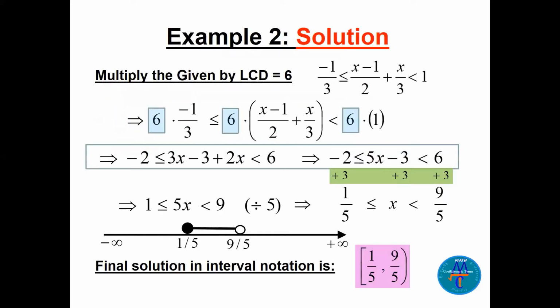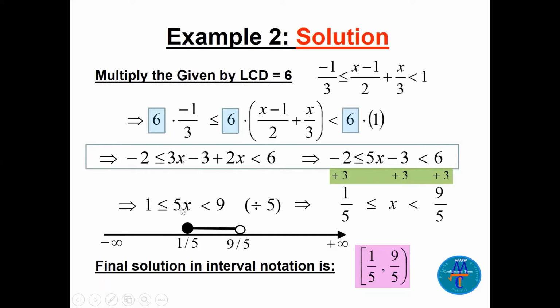So let's multiply by 6. Remember here, you will have no fractions whatsoever after you multiply by the LCD. 6 times minus 1 over 3 is minus 2. 6 times the first term here, see 6 over 2, 3x minus 3, that one here. 6 over 3, 2 is 2x there. 6 times 1, don't forget 6. Now simplify, we have compound. Let's add 3, add 3, add 3.